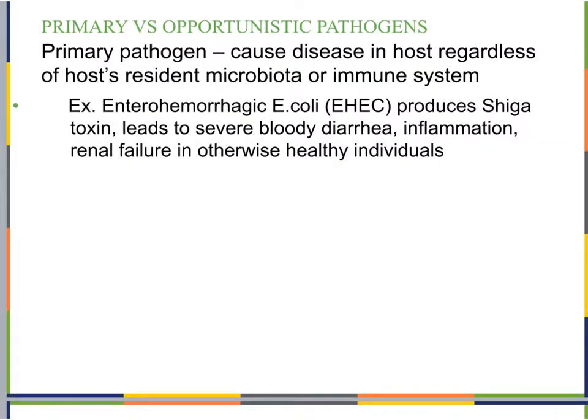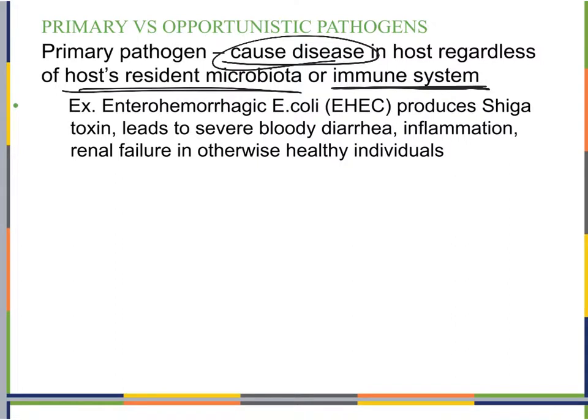So now we're going to talk about our primary versus opportunistic pathogens. When we talk about a primary pathogen, this is, of course, one that causes disease in the host, but this is regardless of the host's resident microbiota or their immune system. So if we're saying that something is a primary pathogen, that means that it's going to cause disease even if the person's immune system is a healthy immune system, and even if that person has a healthy microbiome.